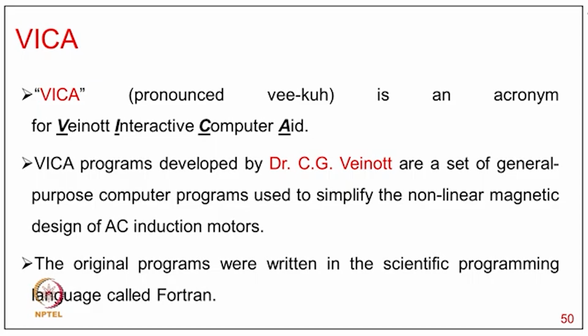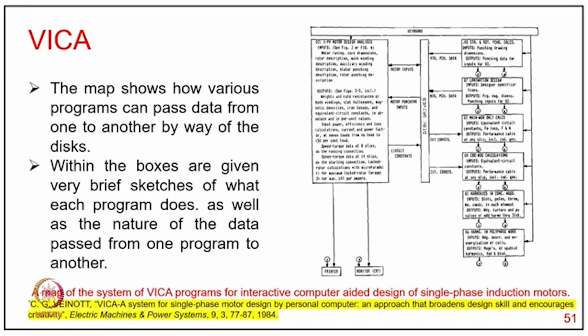WICA is pronounced as an acronym for Winnett Interactive Computer Aid, and the WICA programs developed by Dr. C.G. Winnett are a set of general purpose computer programs used in the nonlinear magnetic design of the AC induction motor, and the original programs were written in the scientific programming language Fortran. The map shows how various programs can pass data from one to another by way of the disk. So with this, of course, WICA is on digital computer programs in Fortran. Boxes are given with very brief sketches of what each program does as well as the nature of the data passed from one program to another.